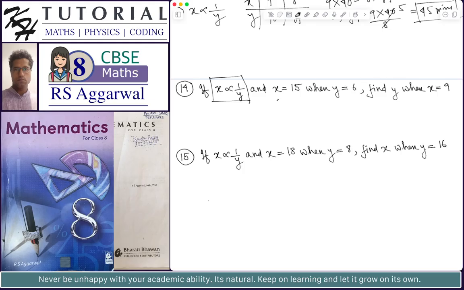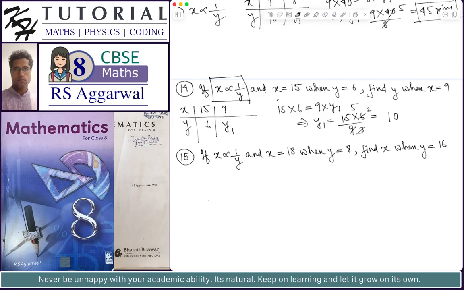So basically you can create a table of x and y. It is given that when x is 15, y is 6, and you are asked to find y when x is 9. So if x is 9, let's say the value of y is y1. We have to find y1. So we can now say that 15 multiplied by 6 should be equal to 9 multiplied by y1. So this implies y1 is equal to 15 multiplied by 6 divided by 9, which is equal to 10. So when the value of x is 9, the value of y is 10.